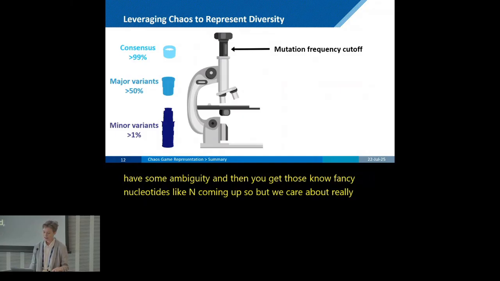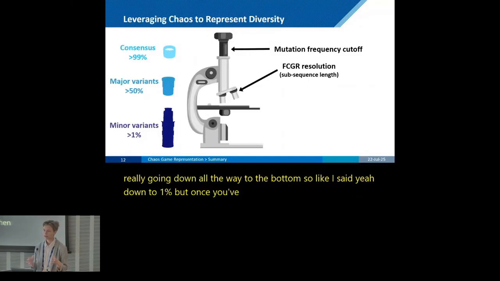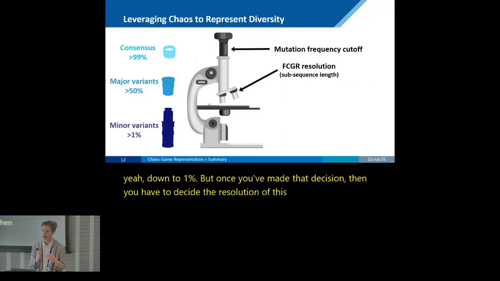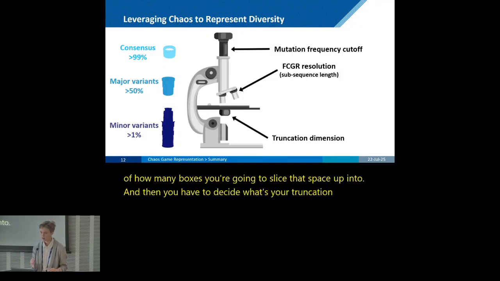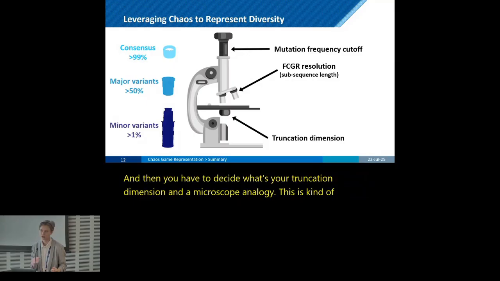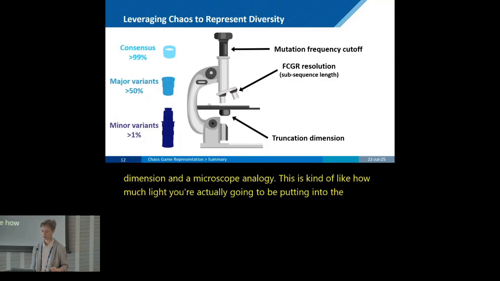But once you've made that decision, then you have to decide the resolution of this object. So that's how many boxes you're going to slice that space up into. And then you have to decide what your truncation dimension is. And in a microscope analogy, this is like how much light you're actually going to be putting into the system to get the right kind of contrast.